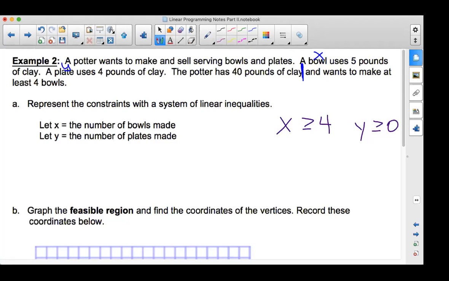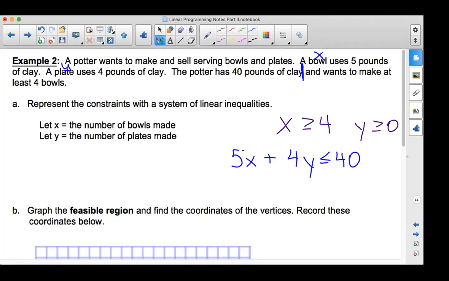What else are we going to have up here? What other information is given? Faith, what other information is given for us? I said 4y plus 5x is less than or equal to 40. And what are you using to kind of get that information? Well, since a bowl uses 5 pounds of clay to make, and then a plate uses 4 pounds of clay, it can't be more than.